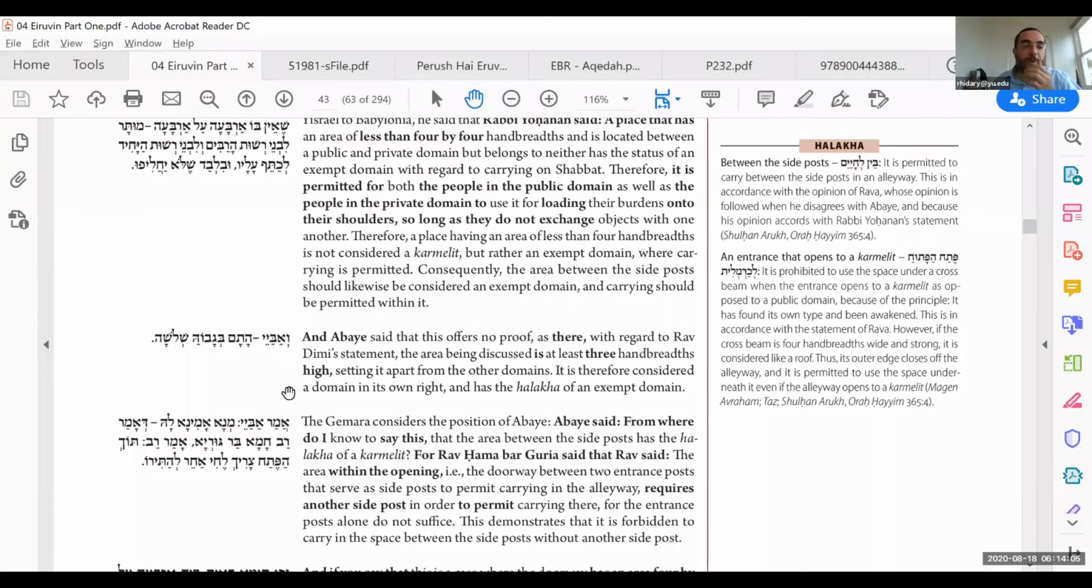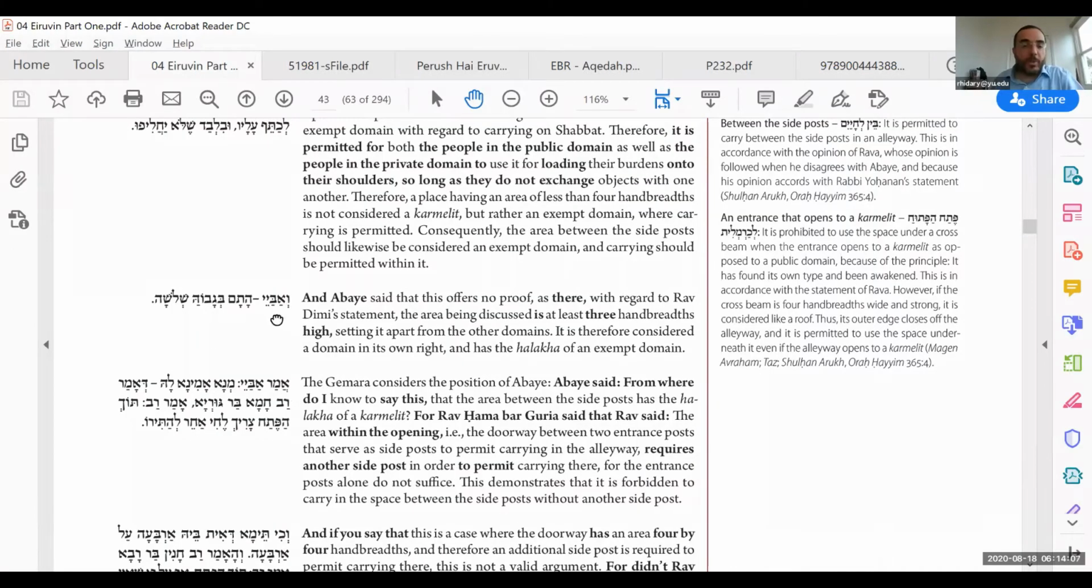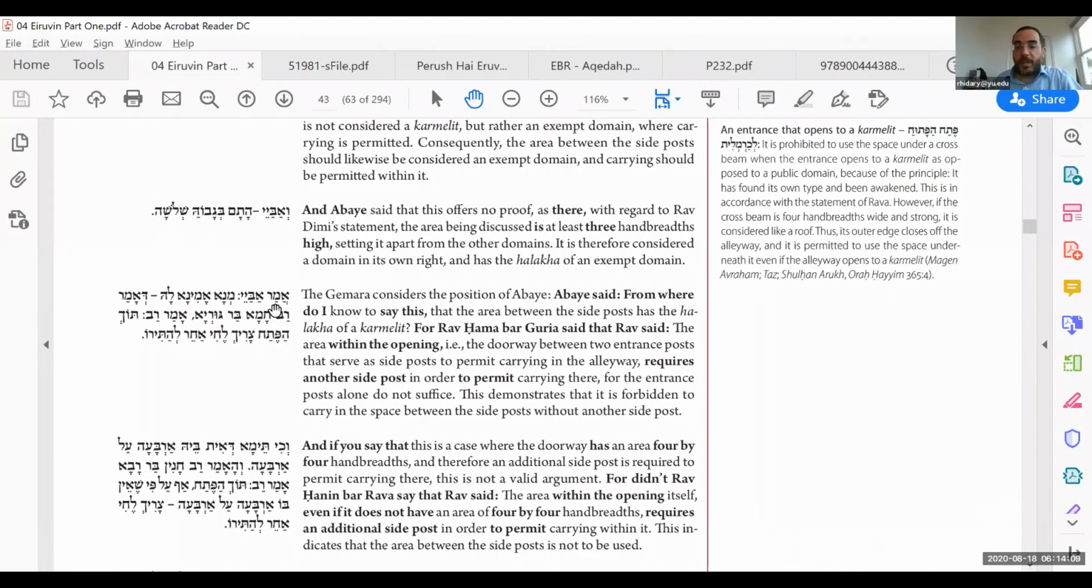All right, so how about Abaye? Let's see if he can do better with his proof. Amar Abaye, again, Abaye is the one that said it's prohibited from carrying in that area between the lechi and the other wall.